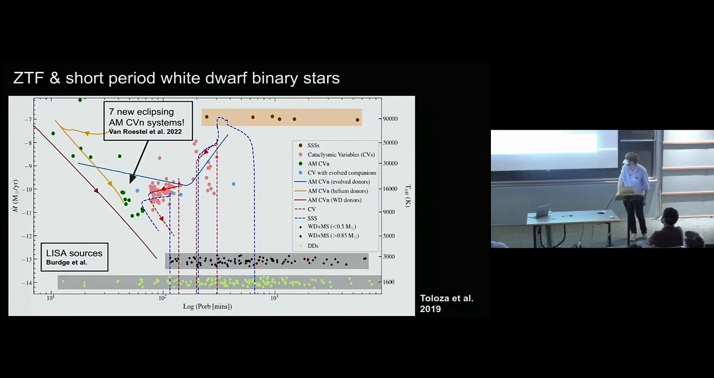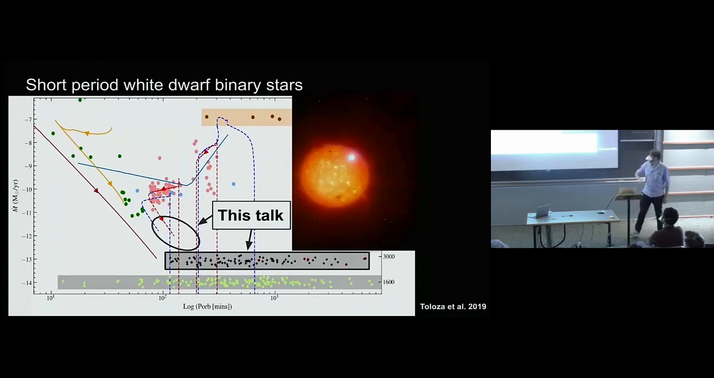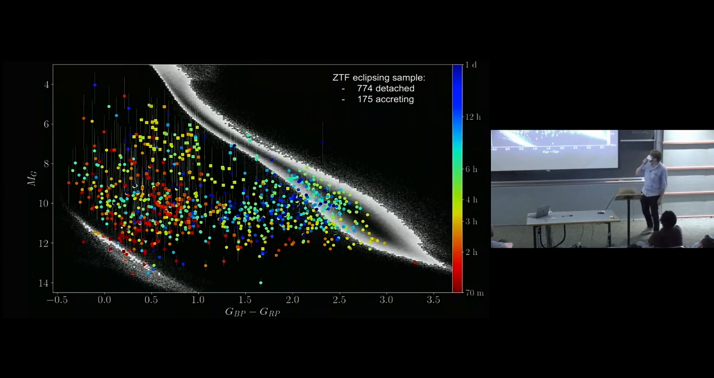But in this talk, I want to focus on the white dwarf main sequence systems, or white dwarfs with non-degenerate components, and also some of the very low accretion rate cataclysmic variables. Right, so if you look for eclipsing white dwarfs in ZTF and you keep very careful track of them all, this is what I found by doing that.